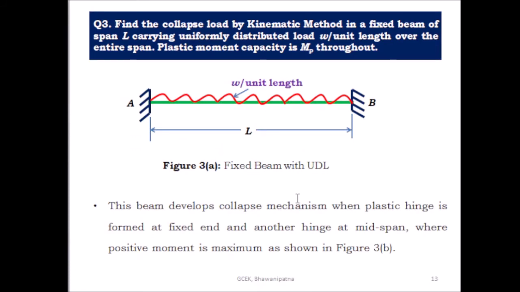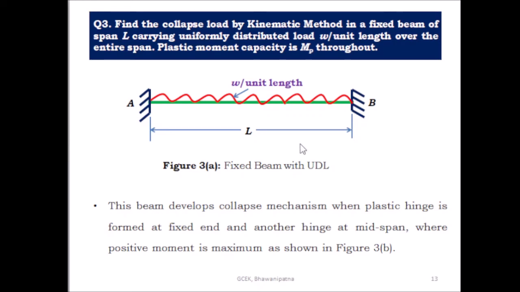Then coming to the third problem: find the collapse load by kinematic method in a fixed beam of span L carrying uniformly distributed load W per unit length over the entire span. The plastic moment capacity is MP throughout. So here the plastic moment capacity of this beam is MP, this is the span of the fixed beam L, and this is the uniformly distributed load W per unit length. The support A is fixed and support B is fixed. This is a fixed beam with uniformly distributed load.